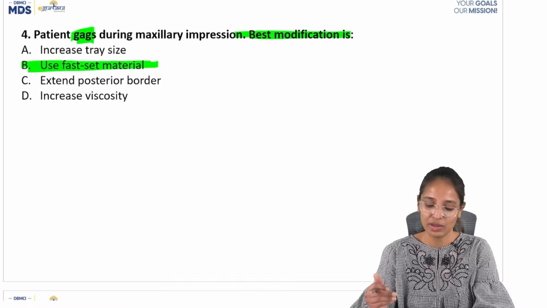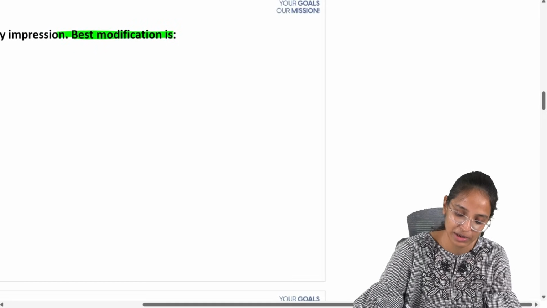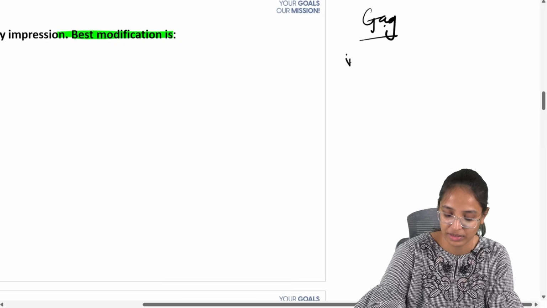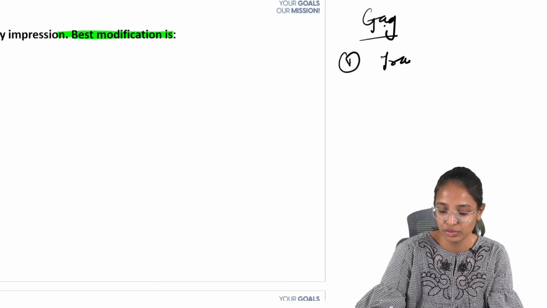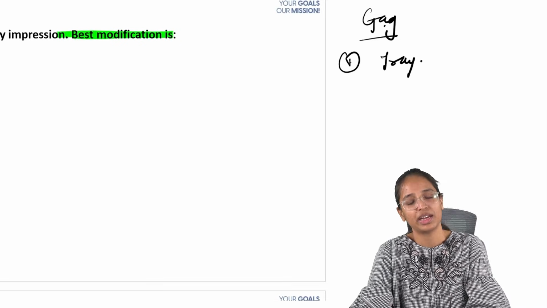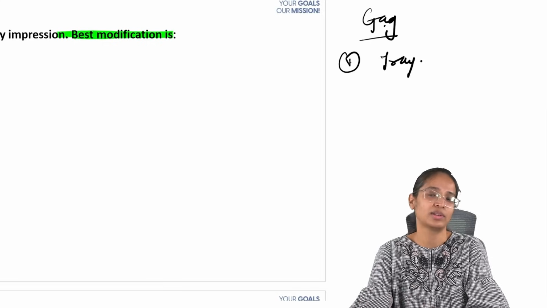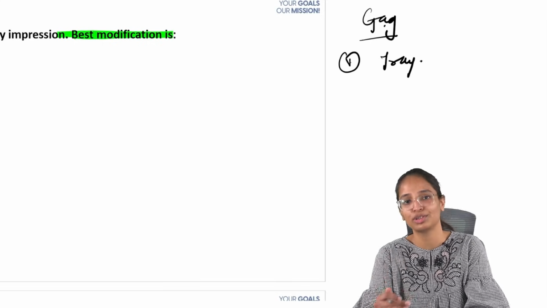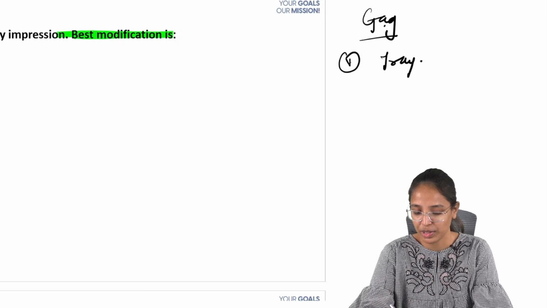Now, what is the sequence of managing gagging in our patient? When we have patients with gag, the first and most important thing we do is that tray adjustment should be accurate. Whether a patient is a gagger or a non-gagger, tray adjustment should be accurate. That means it should end at the hamular notch. It should not extend further beyond that.